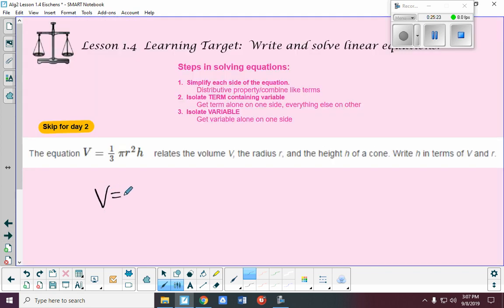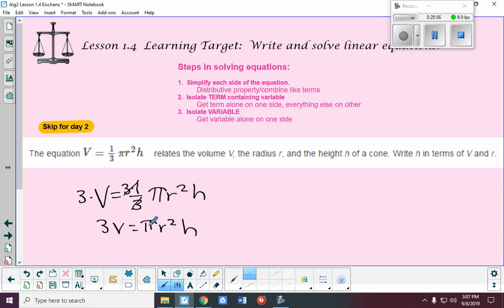All right, here we have volume equals 1/3 pi r squared h. Solve for r. No, write h in terms of v and r. Actually, we have to solve for h. We're going to solve for h. So first thing we're going to do is get rid of the fraction. So 3v equals pi r squared h.